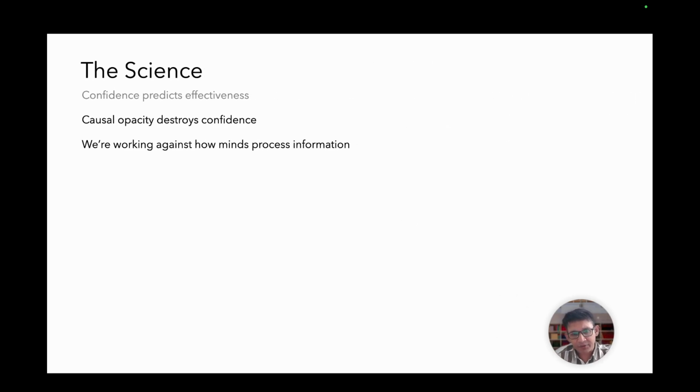Now, studies show that confidence, the subjective feeling that you understand what you're doing, is one of the strongest predictors of developer effectiveness. Causal opacity destroys confidence. Destroyed confidence destroys productivity. When we obscure causality, we work against the fundamental way human minds process information.